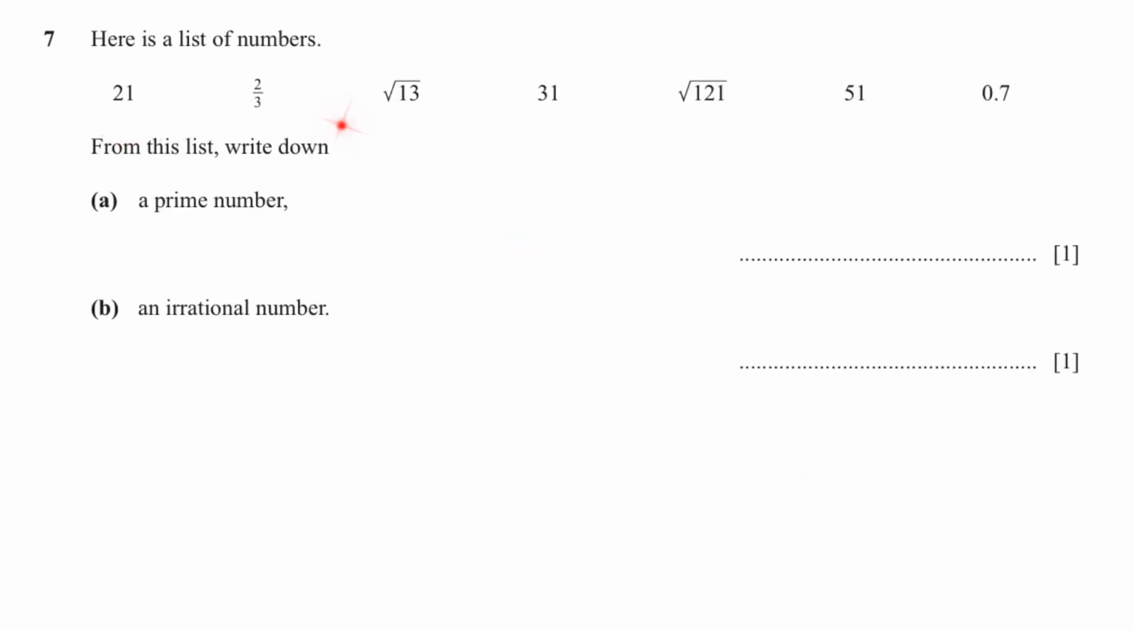In this question, we have been given a list of numbers and we have to write a prime number from this list. A prime number is a number that is only in the times table of 1 and itself. So we have here 31 is a prime number, and square root 121, if you put in the calculator, you will get 11. Even 11 is a prime number.